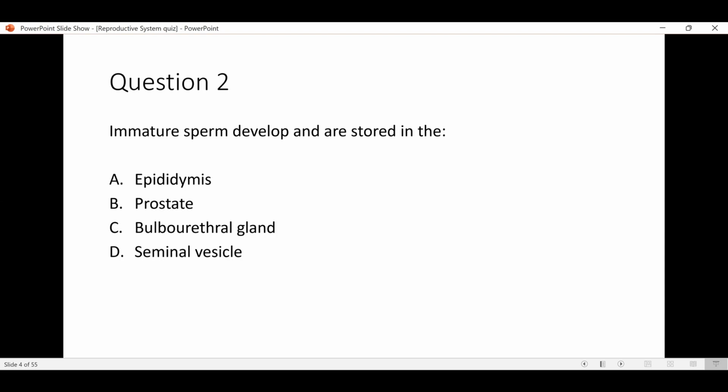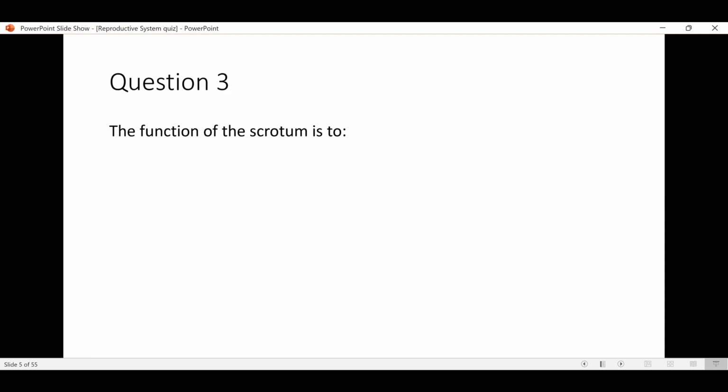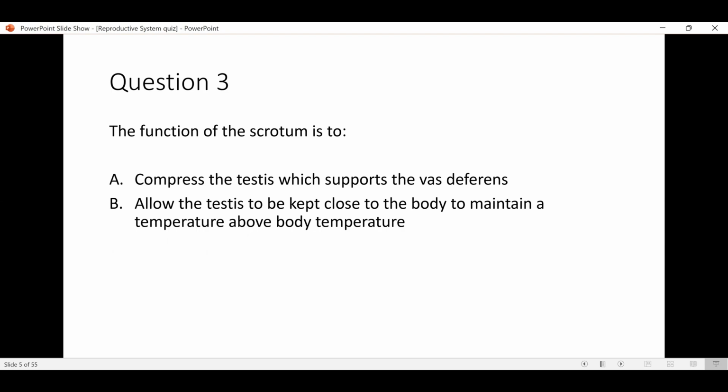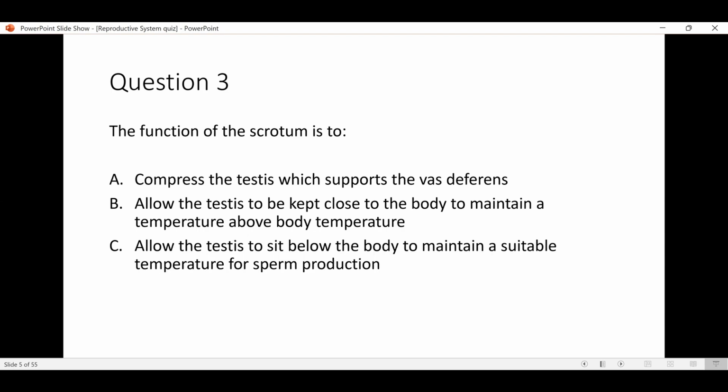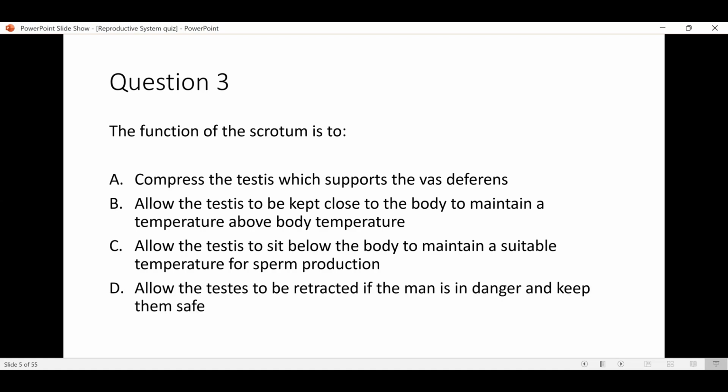Question 3. The function of the scrotum is to compress the testes which support the vas deferens, allow the testes to be kept close to the body to maintain a temperature above body temperature, allow the testes to sit below the body to maintain a suitable temperature for sperm production, allow the testes to be retracted if the man is in danger and keep them safe.